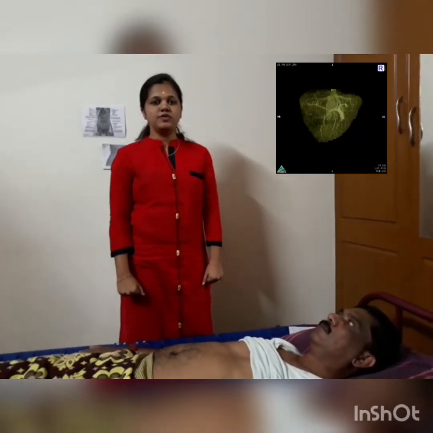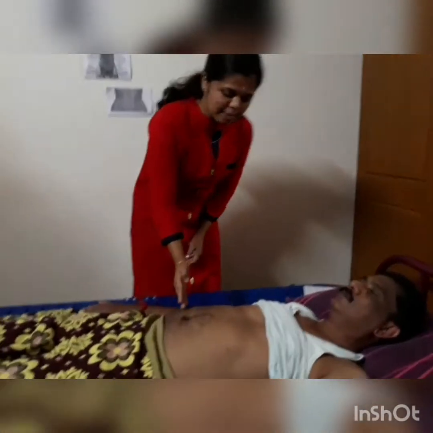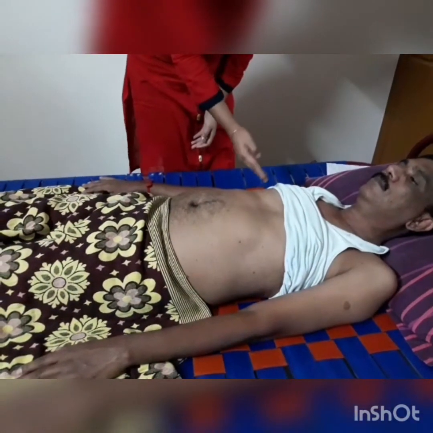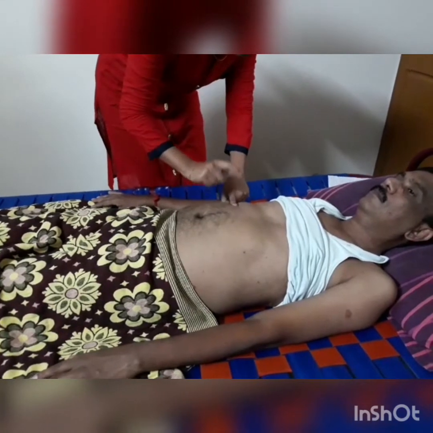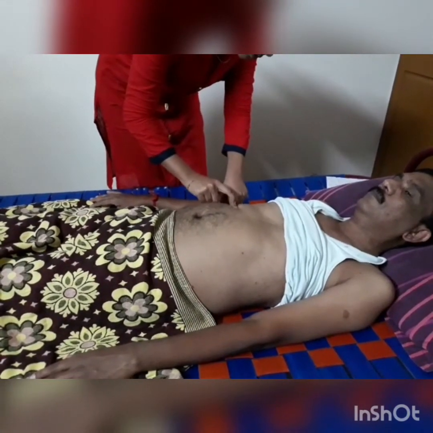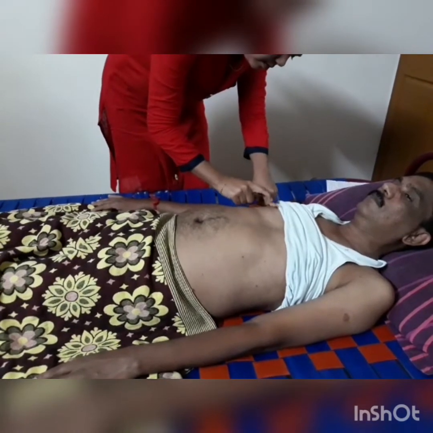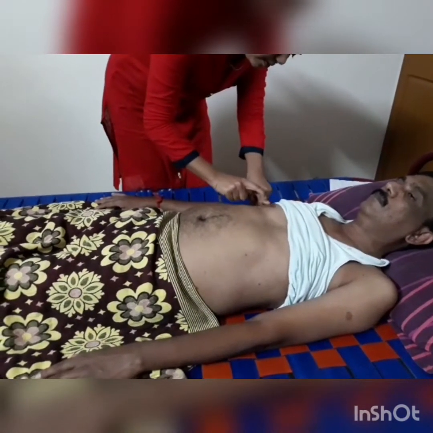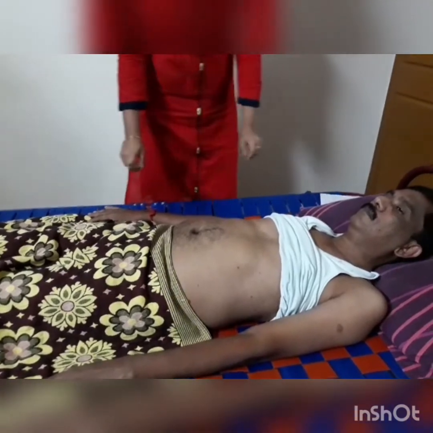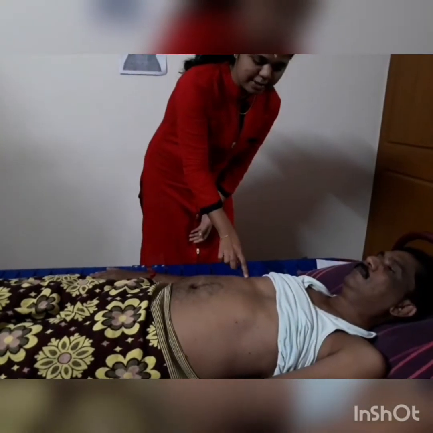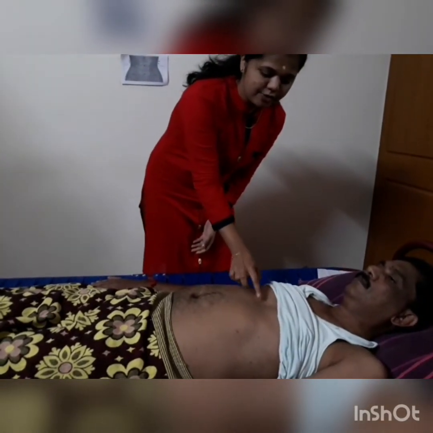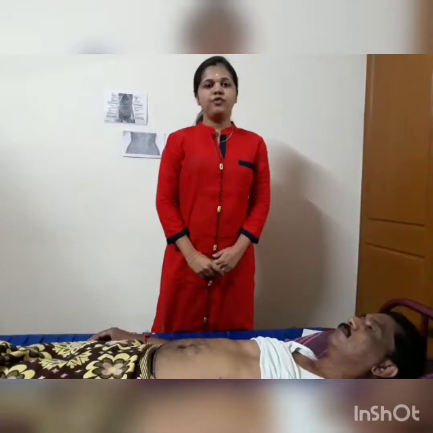Liver examination. First we are going to do percussion, that is above the umbilicus and below the nipple, from here to here. The normal liver lies from 6 to 8 cm in mid-clavicular line and 4 to 6 cm in the mid-sternal line. Now we are going to palpate the liver to look for the liver edge.